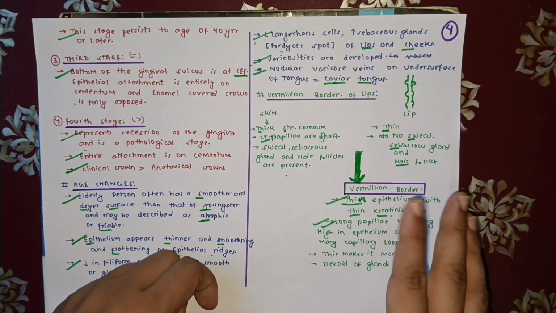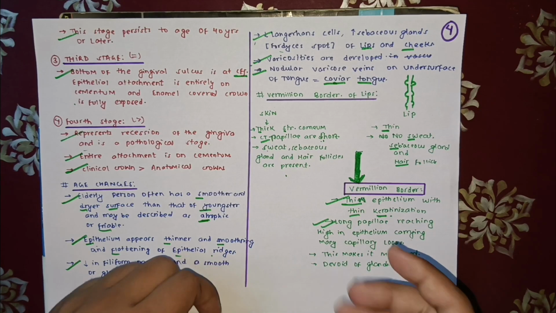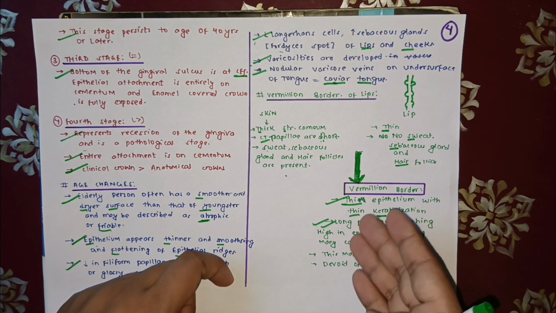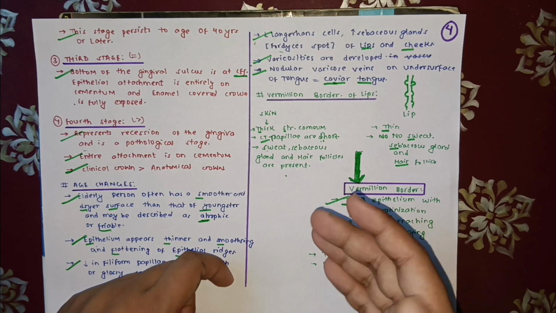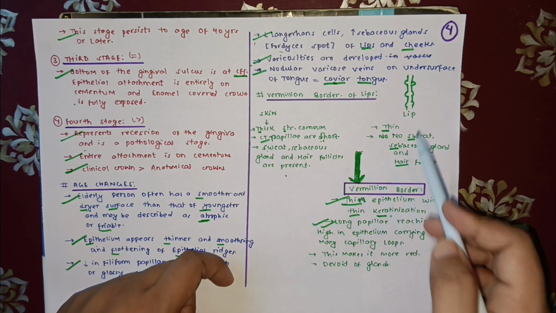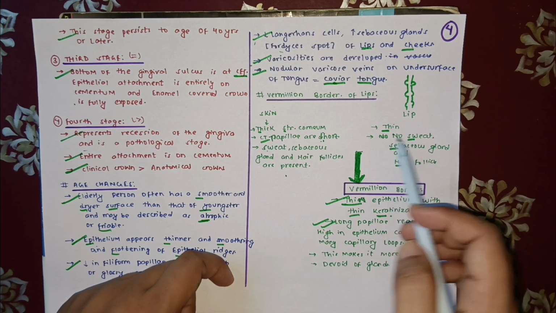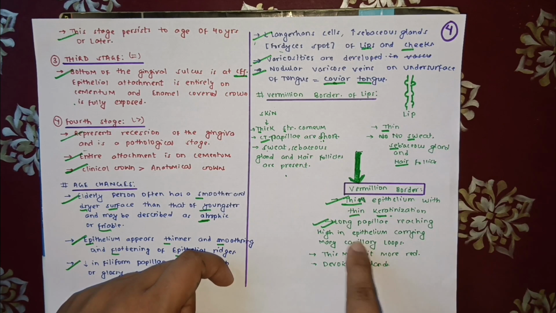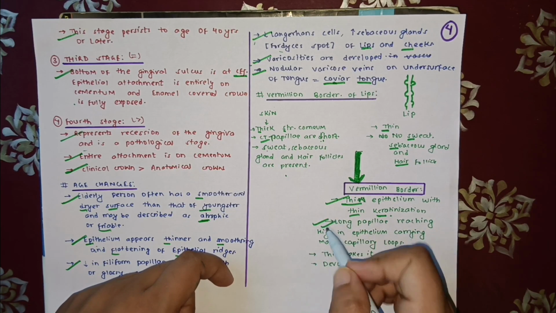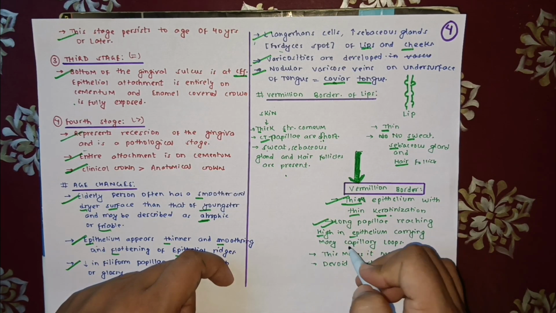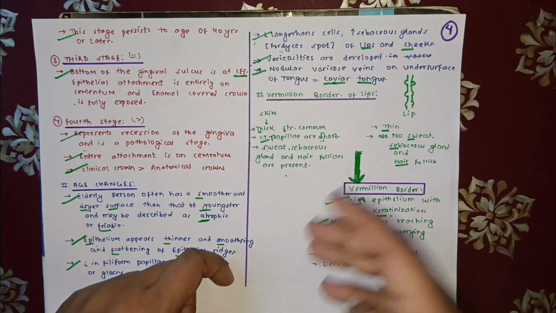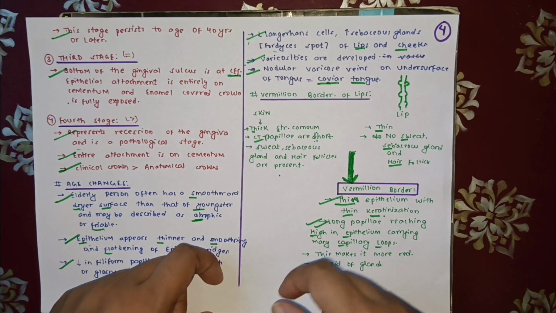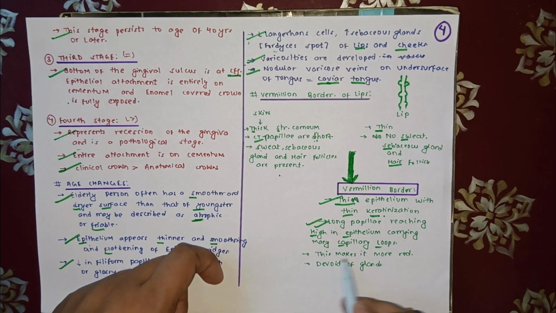At the vermilion border, the distinguishing feature is the long epithelial ridges. These epithelial ridges are longer than those of the skin and the lip. In the lip we do not have such long papillae, but in the vermilion border we have long papillae reaching high in the epithelium and carrying many capillary loops. So many capillary loops are present in this vermilion border, and that is what I have written here, which makes it moderate.